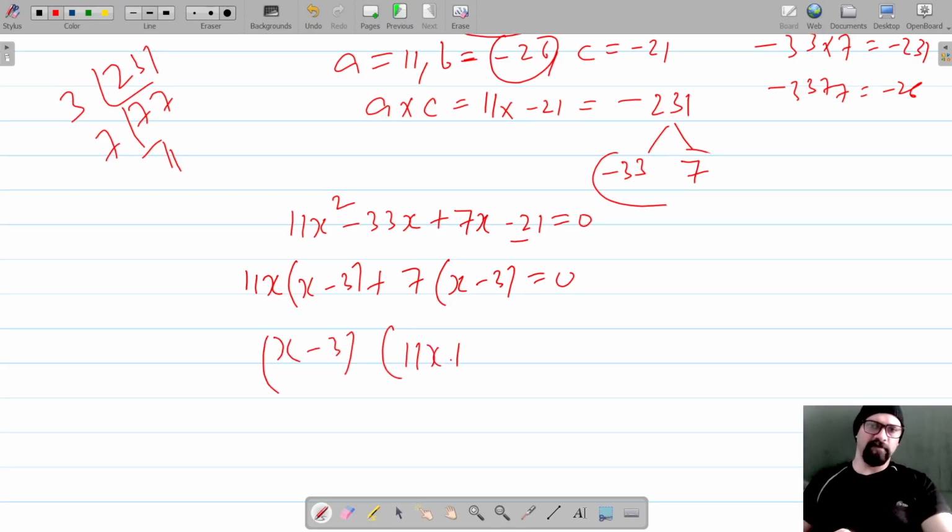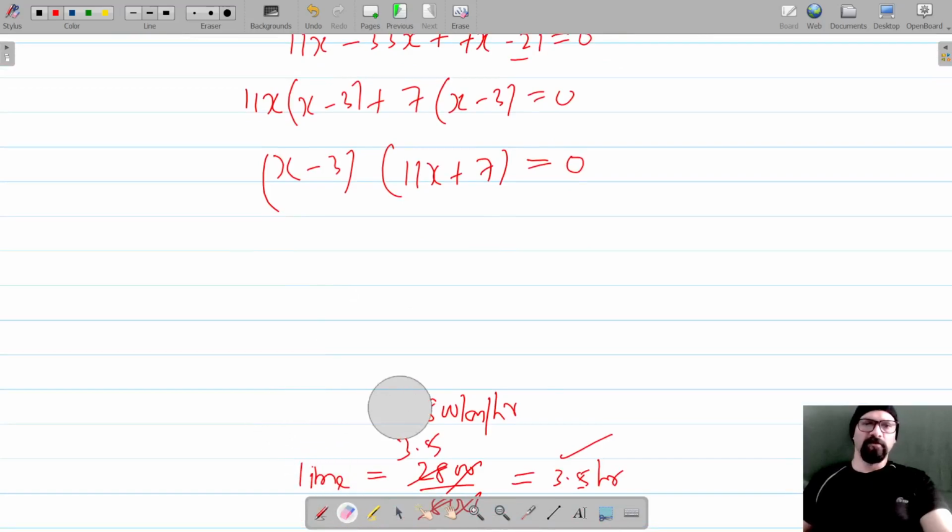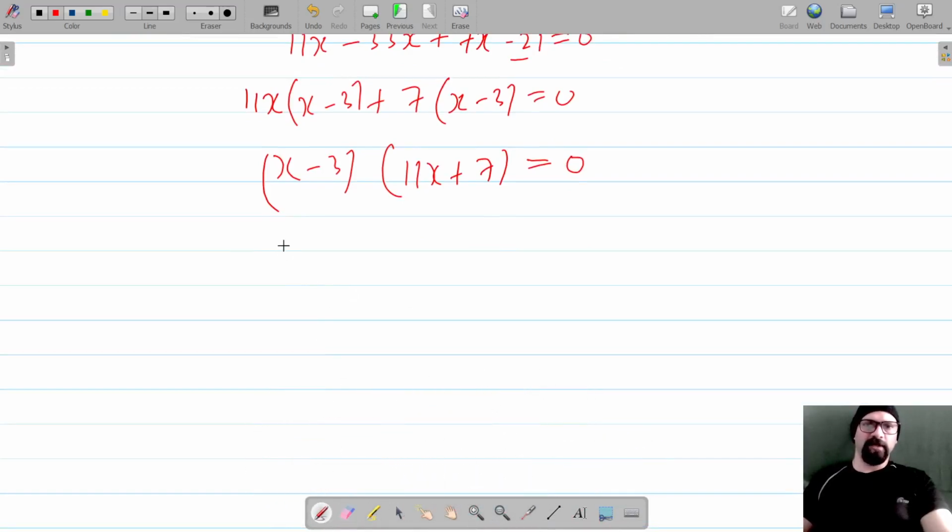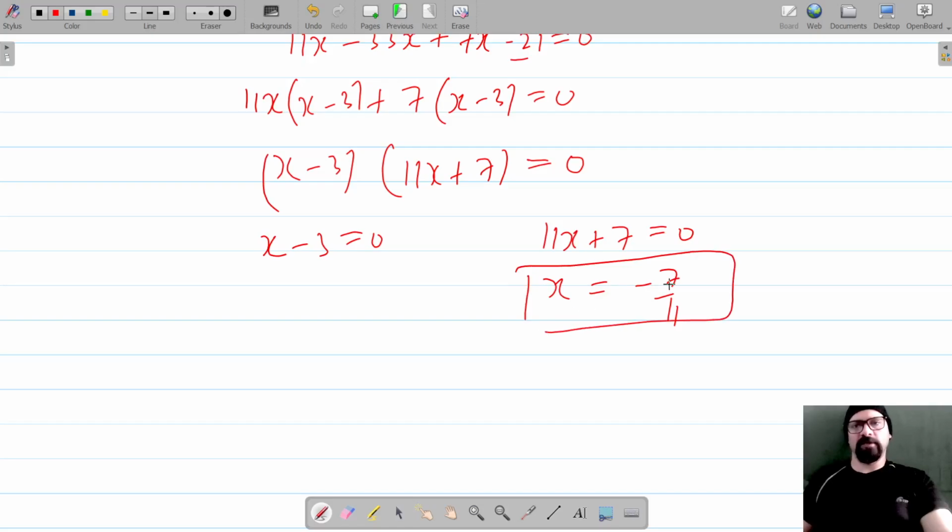We are left with 11x plus 7 is equal to 0. So either x minus 3 is equal to 0, or 11x plus 7 is equal to 0, which gives x is equal to negative 7 by 11. So this is ignored, and x is equal to 3.